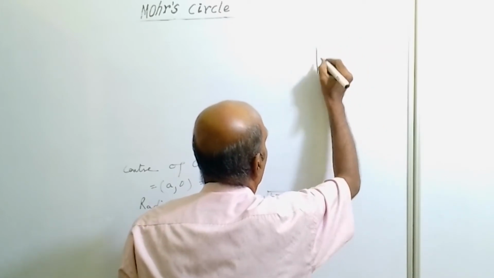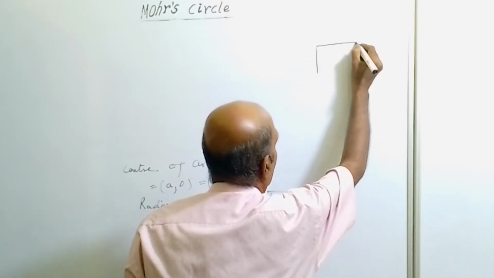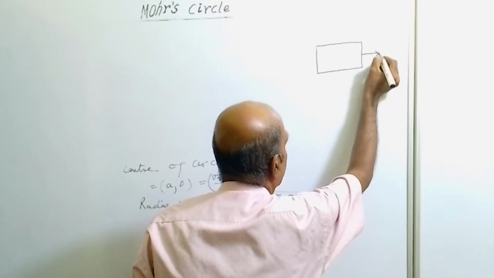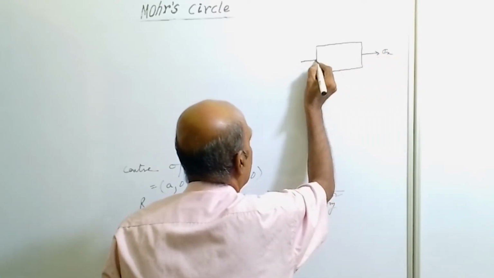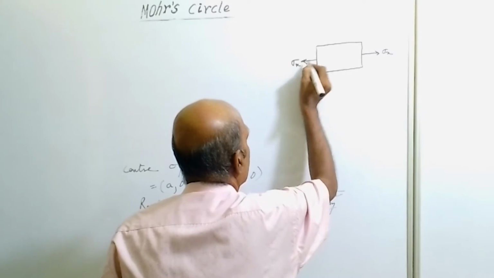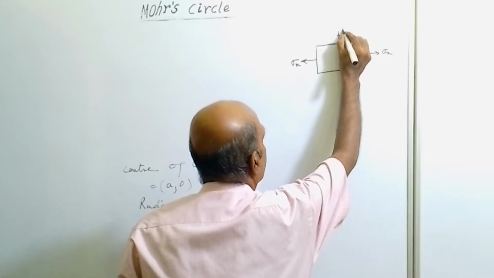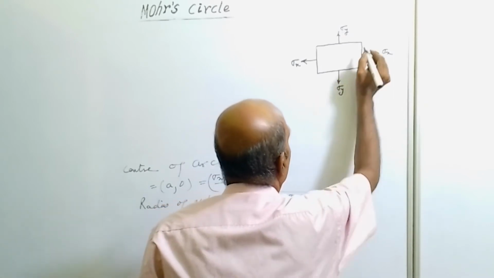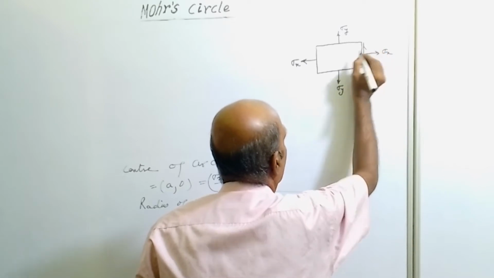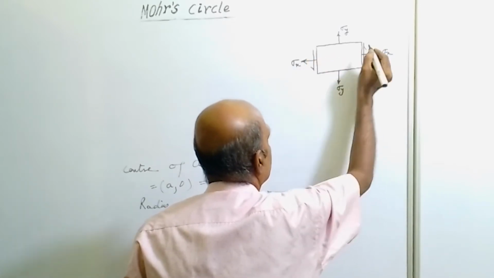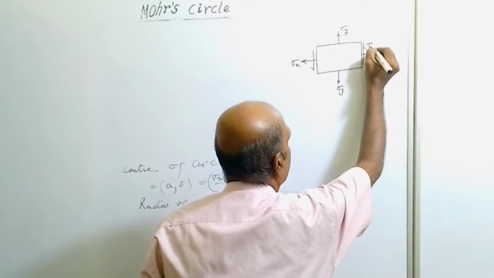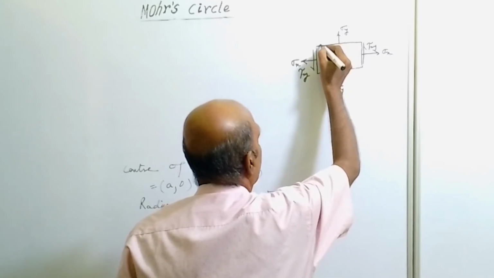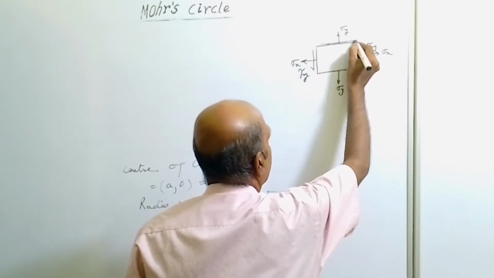This is the stressed body. The body is under sigma x stress, that is tensile, acting along the x direction, and sigma y stress acting in the y direction, that is also taken as tensile. Then tau xy, which is acting on the x face, we are considering to be in anti-clockwise sense, and tau xy, which is acting on the y face, is in clockwise sense.